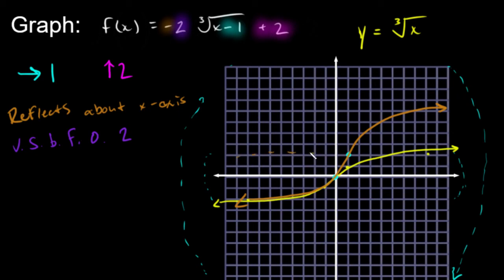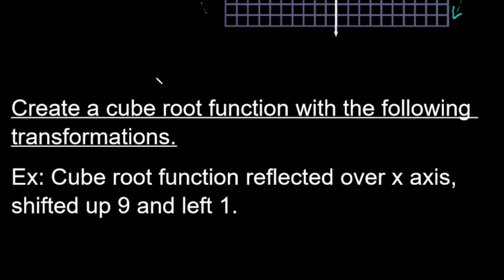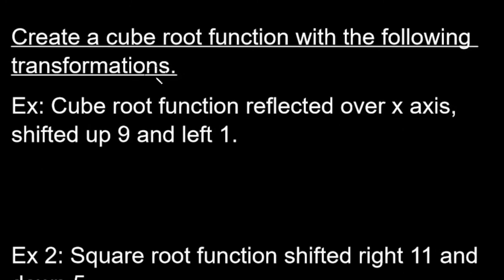So here's that imaginary axis that you're reflecting over. So instead of going up, you're going to go down. Instead of going down, you're going to go up. Looks something like that. So this would be the actual answer. Okay? This curve here. I'll highlight it for you. This curve here is your actual answer. Something like that. Okay, now create a cube root function with the following transformations.